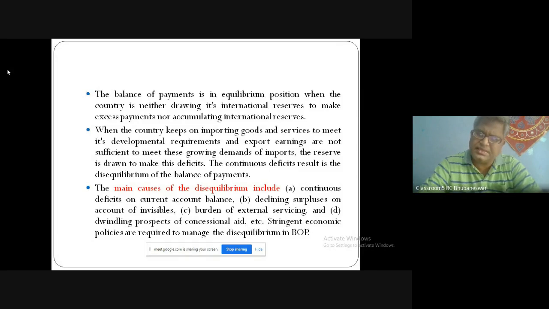Balance of payment is used to evaluate the good economic condition of a particular country. Sometimes it results in a favorable way, or sometimes an unfavorable way; you may call that a surplus of funds or a deficit of funds. But sometimes disequilibrium arises due to a deficit, a decline of the surplus of an individual item, concessional aids, or stringent economic policy.